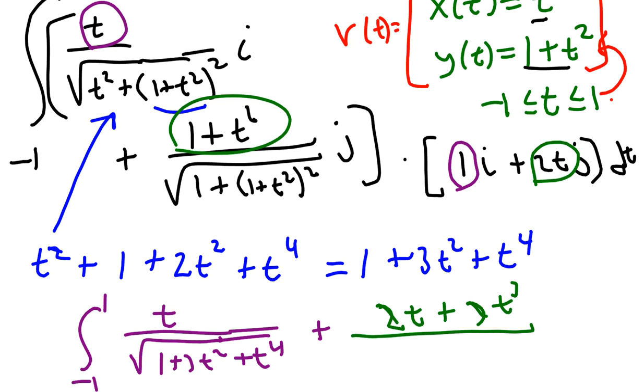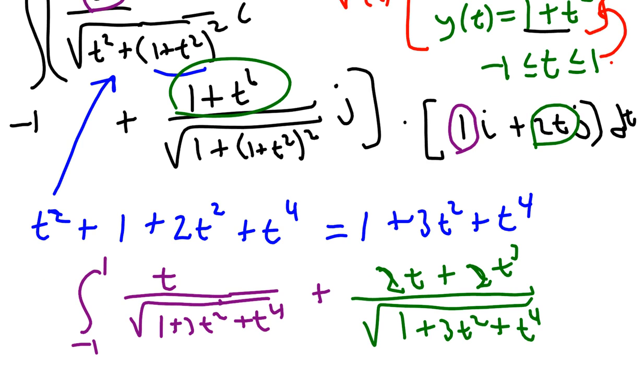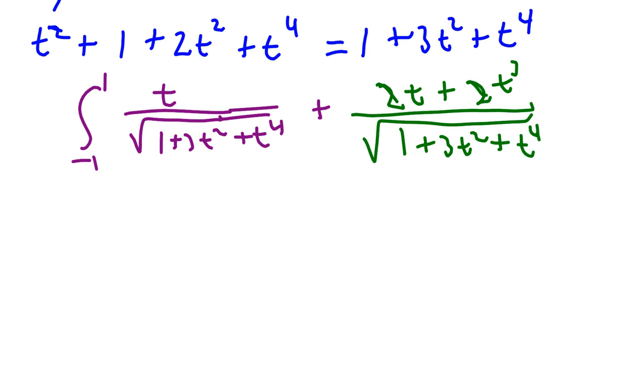So that's what happens there when we distribute that 2t across the top. And then you have the same denominator again: square root of 1 plus 3t squared plus t to the fourth. All right, so far so good. Okay, so let's continue. We'll add those numerators together and then try and go for an antiderivative here.